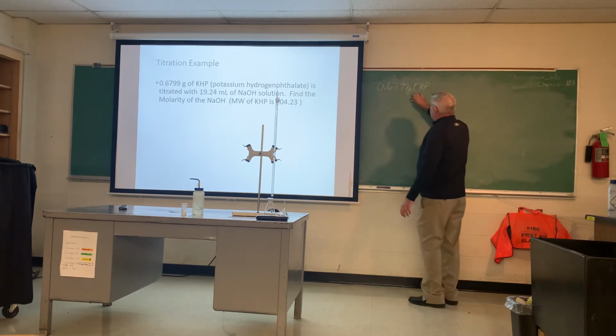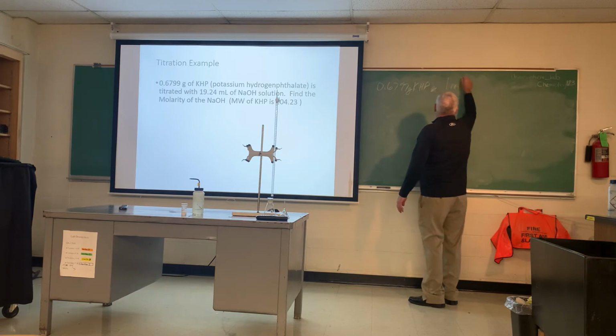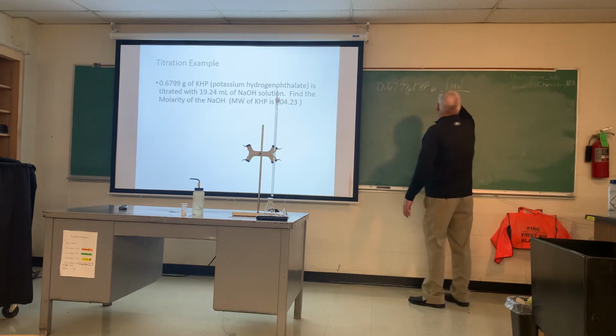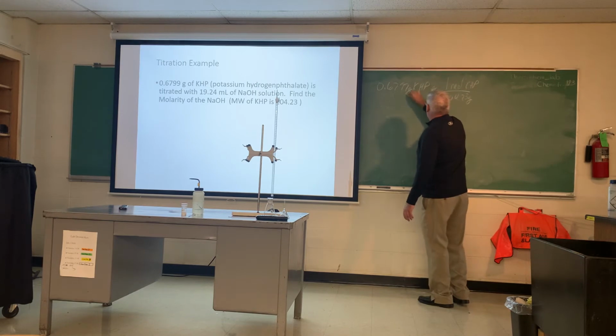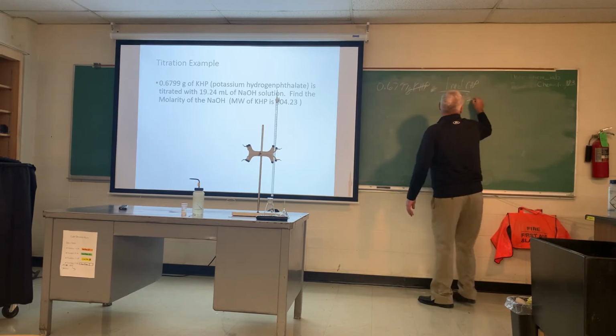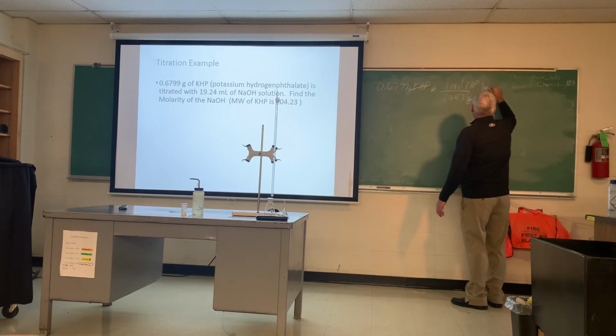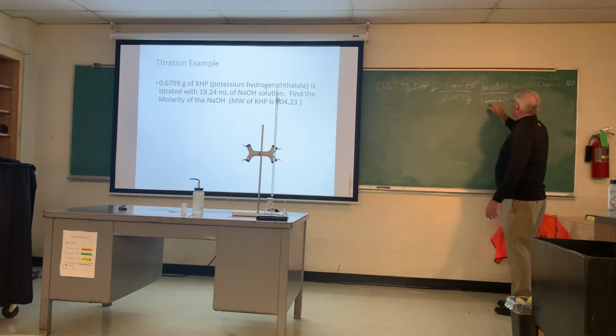And so we put the weight of the KHP up, and we multiply that times 1 mole over 204.23 grams. And this is for the KHP. So now we've converted the grams of KHP into moles of KHP. And for every 1 mole sodium hydroxide, there's 1 mole KHP. And so now we've done a second conversion to moles of sodium hydroxide.